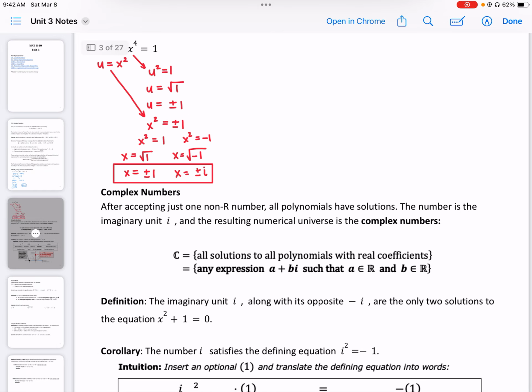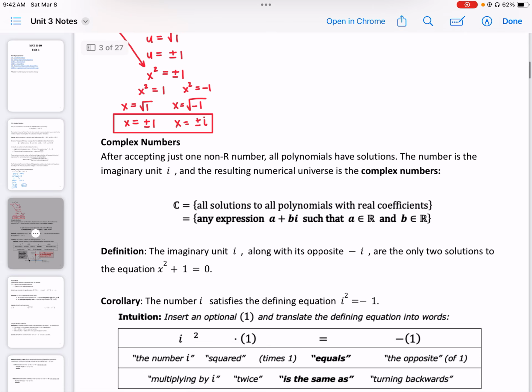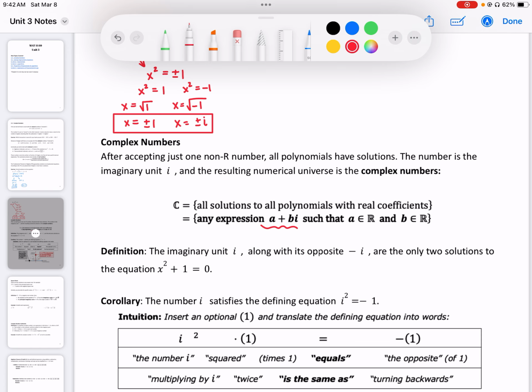Now, that leads us to the definition of a complex number. It is any expression a plus bi such that a is a real number and b is a real number and i is the imaginary part. It is an imaginary number. It's i for imaginary. It also has its opposite negative i, and they are the only two solutions to what we saw earlier in our first example.